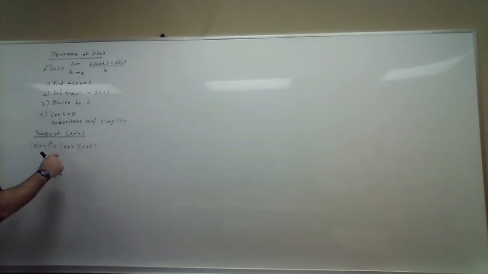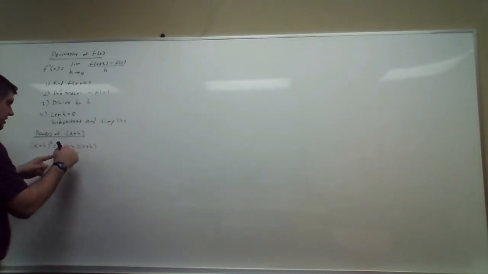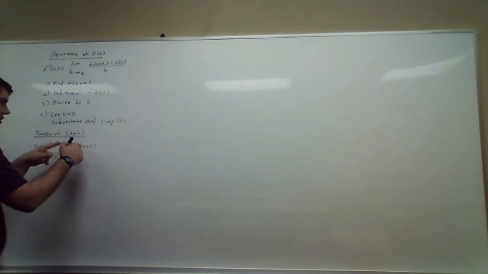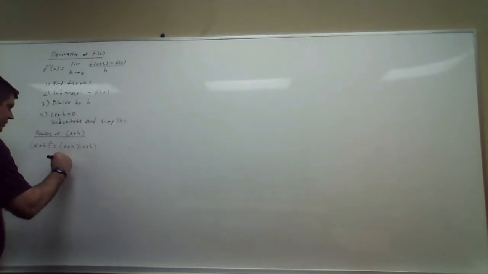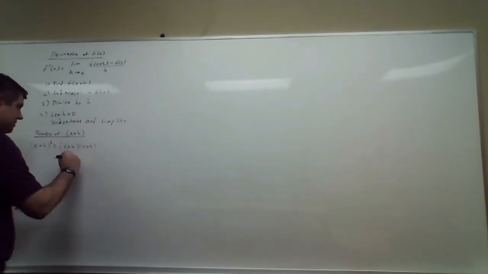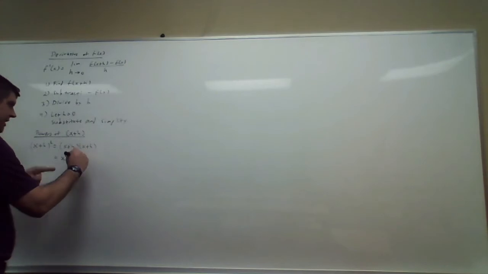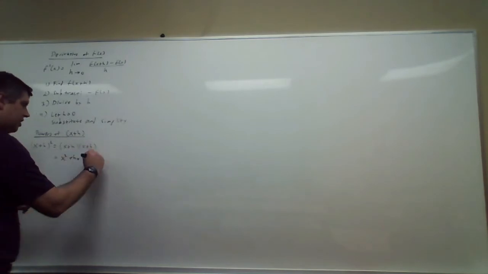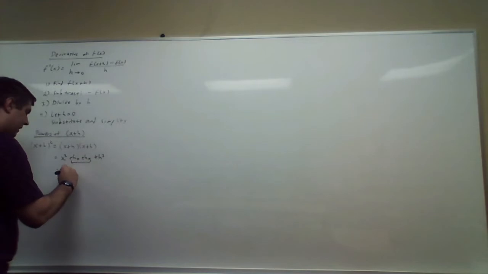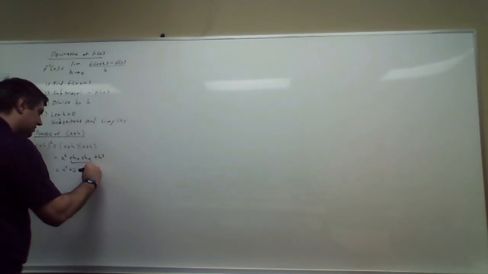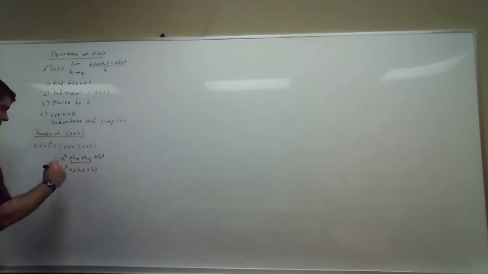So I've already set up x plus h squared. That's going to be x plus h times x plus h. So the FOIL method: you multiply the first terms, x squared. Outer terms, h times x. Inner terms, h times x again. Last terms, h squared. And these combine into x squared plus 2hx plus h squared. Okay?